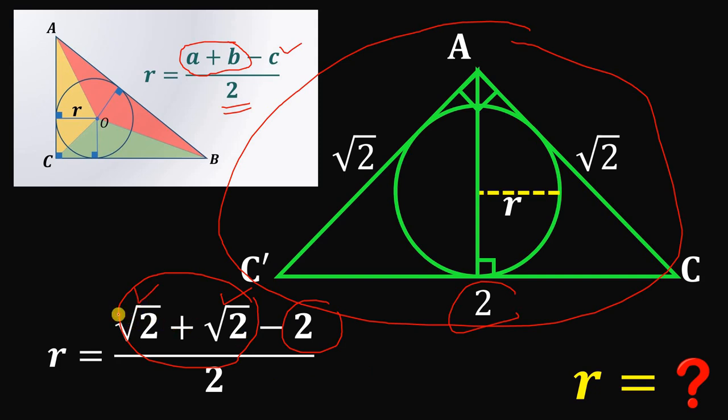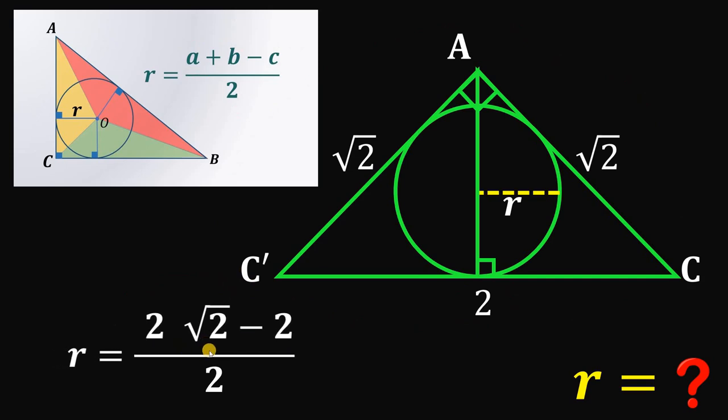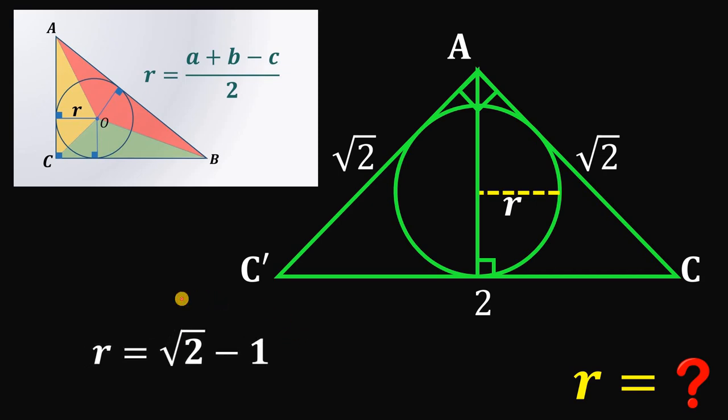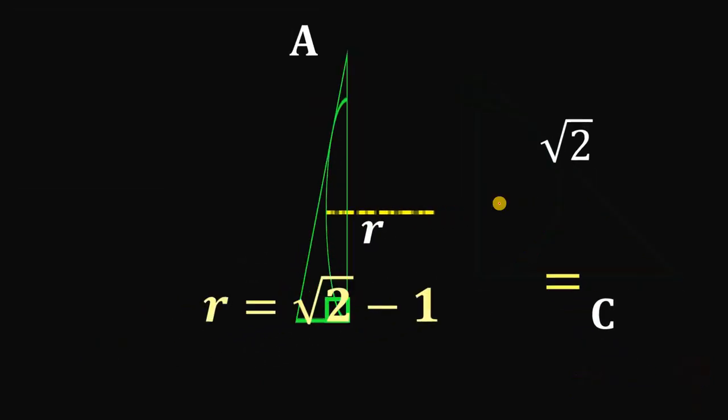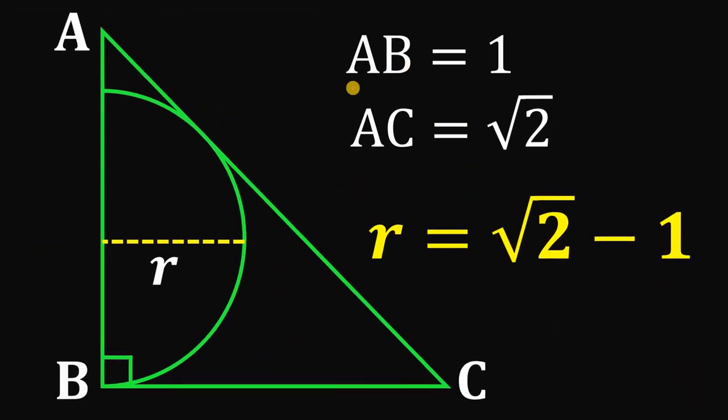Now, let's simplify this. Square root of 2 plus square root of 2 is just 2 times square root of 2. Now, 2 times square root of 2 minus 2, divided by 2: we can divide both terms by 2. This will give us square root of 2 minus 1. And that is the length of the radius of this circle or semicircle. Therefore, our answer to this question, given AB equals 1 and AC equals square root of 2, is that the length of this radius must be equal to square root of 2 minus 1 units. And as always, we are done.